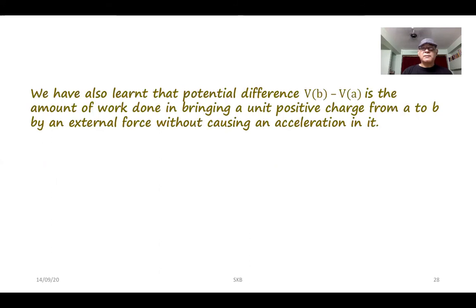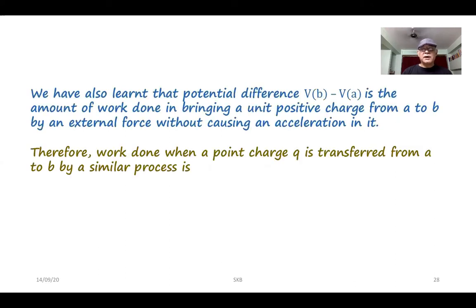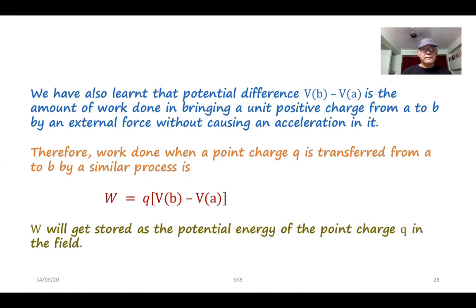We have also learned that potential difference VB minus VA is the amount of work done in bringing a unit positive charge from A to B by an external force without causing an acceleration in it. Therefore, work done when a point charge q is transferred from A to B by a similar process is W equal to q into (VB minus VA). W will get stored as the potential energy of the point charge q in the field.